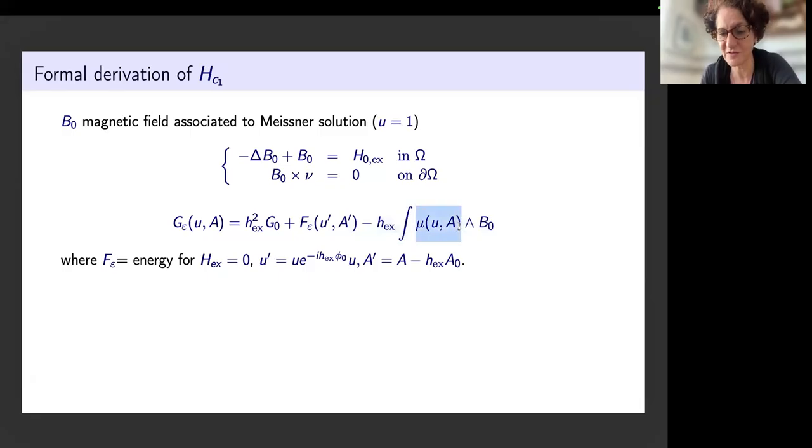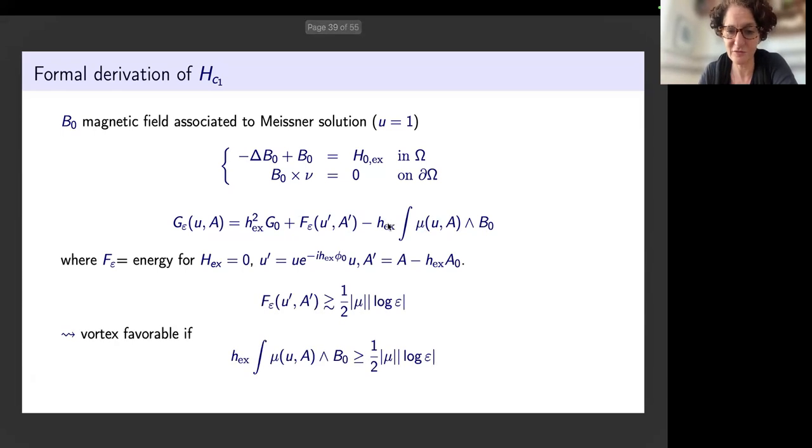So if mu of (u, A) is 0, this term is not there. But if mu, the vorticity, is not 0, you can see that it's interesting to align the vorticity with the B_0. You see this wedge product favors mu to be aligned with B_0. And so if H_ex is large enough, this term can start to balance out the cost of a vortex. And when you do this balancing, this is how you find the value of H_ex that you should find. So this is the cost, as I said, 1/2 times the mass of the vorticity. The mass of the vorticity counts the 2 pi times the length.